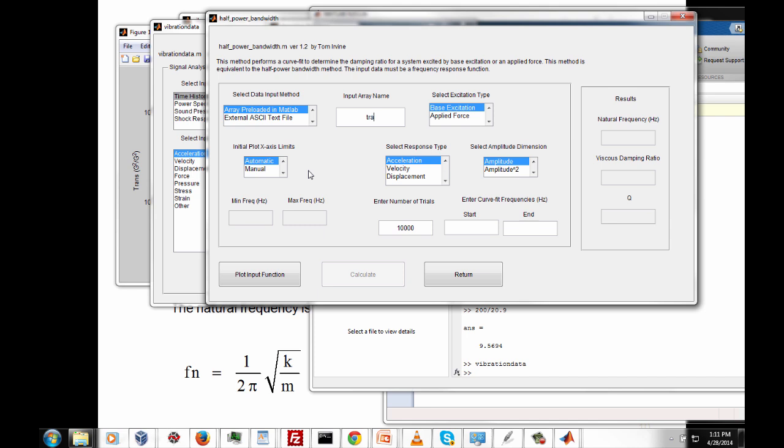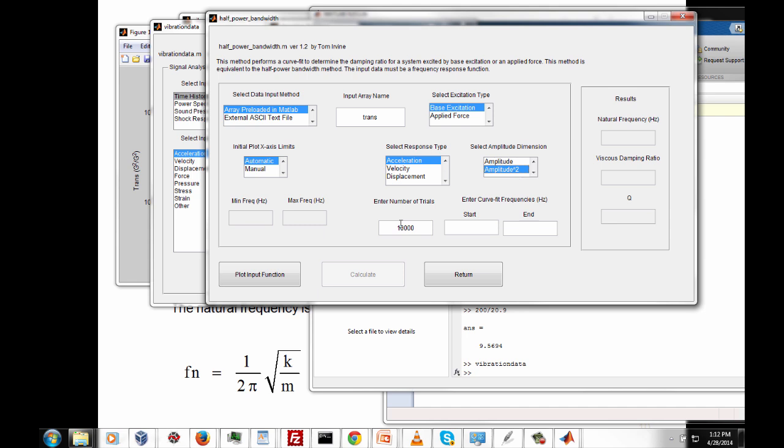So we've got preloaded into MATLAB our power transmissibility, simply known as trans. We've got a base excitation function. It's going to be acceleration, and it's very critical we get this right. We have amplitude squared. Since we're dealing with g squared out over g squared in, we need to select amplitude squared.